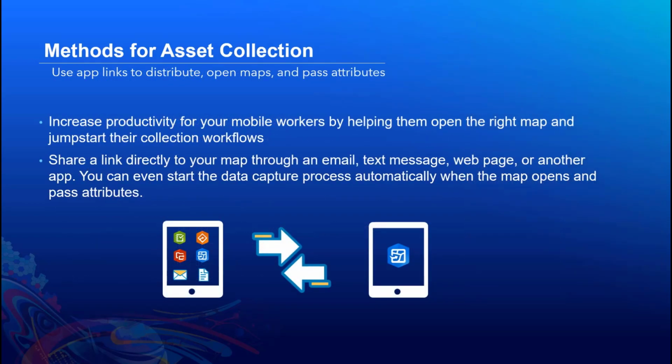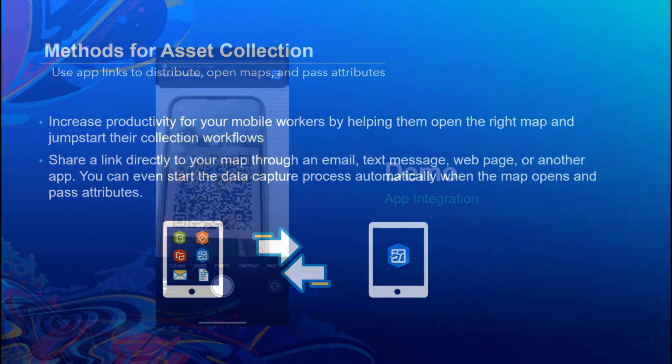Next, I would like to pivot a bit and talk about some additional methods for asset collection that can be utilized. You can use the Universal App Scheme or app integration to enhance field collection workflows and increase productivity. For example, you can share a link directly to your map through an email, text message, etc. You can even start the data process right away, right when the map opens, and pass additional attributes. And with that short introduction, I'm going to jump in right away and show you guys how this works.